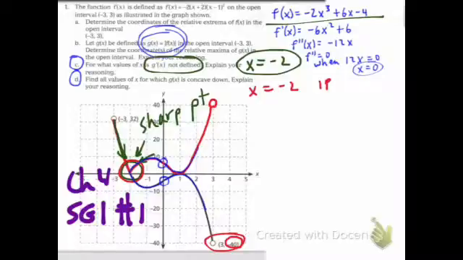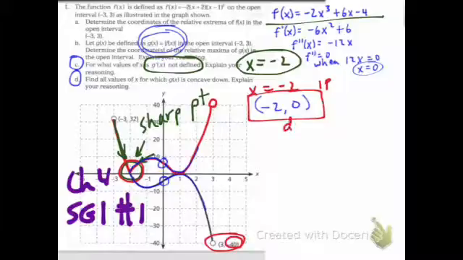And so g would be concave down only in that one area, only between x equals negative 2 and x equals 0. So that's our answer for part D. Okay, and here's our answer again for part C.